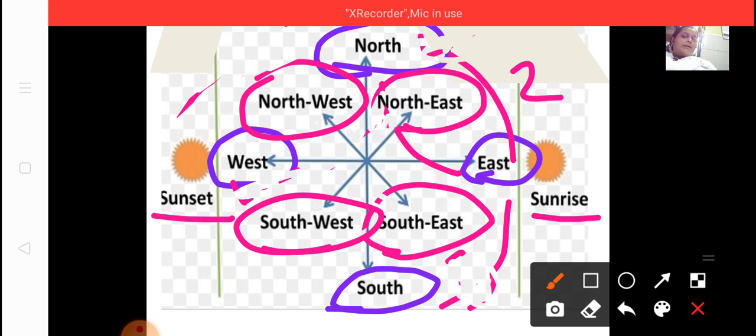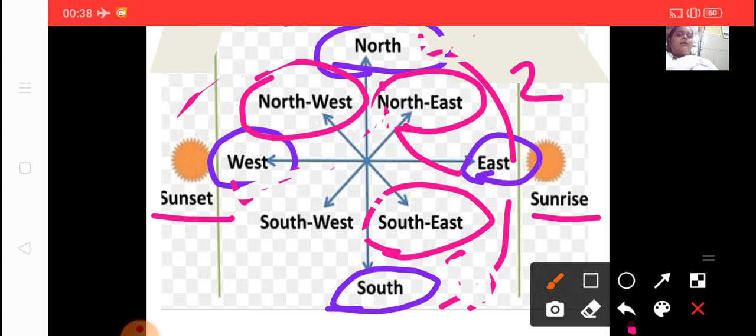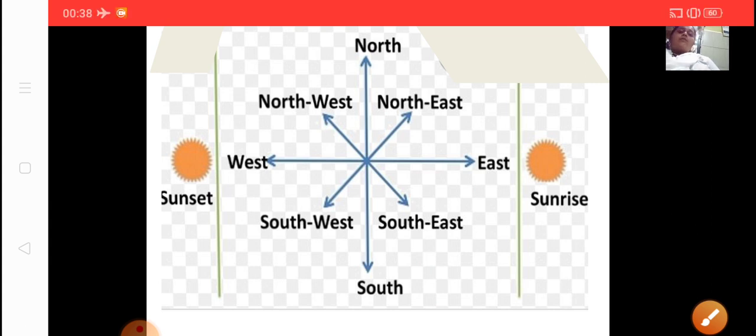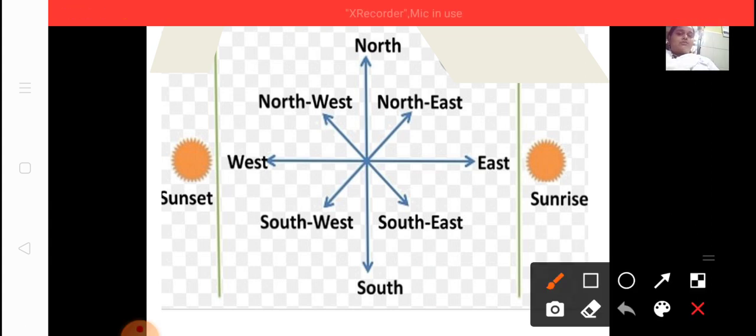What are the four main directions? North, south, east, west. Then come the four sub directions, which are northwest. Can you see I'm ticking? Northwest, northeast, southeast, southwest. Now let me get this picture clear again. I'll show you. See, which are the four main directions? North, south, west, east. These are your four main directions.